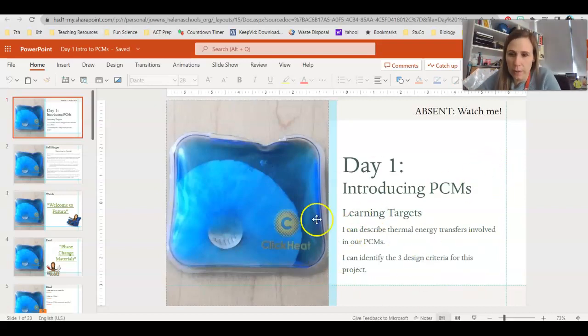Okay, with that being said, your learning targets for today: I can describe thermal energy transfers involved in our PCMs, and I can identify the 3 design criteria for this project. So this is going to be a project that starts off individually, but then as we start collecting our own data, we're going to join into a team, and with that team, you guys are going to be making proposals to the boss, me, as to whose design is going to be the best design and why. Okay, so that's kind of the long term of this engineering internship.